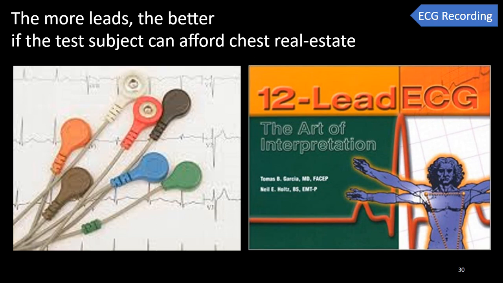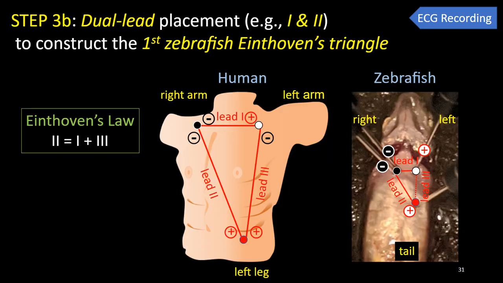This is important because the gap of knowledge in the field is that the zebrafish electrical heart axis and their underlying mechanisms are unknown. So our aim here is to construct the first zebrafish Einthoven triangle. And this is what we've recently accomplished by recording concurrently from leads 1 and 2. Wait a minute, you ask. How is it possible to construct Einthoven's triangle by concurrent recording from just 2 Einthoven leads instead of all 3?